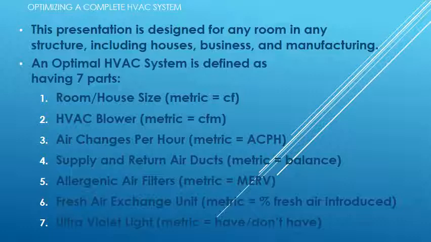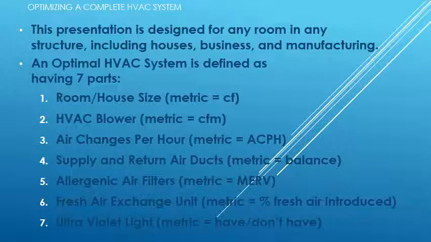An optimal HVAC system is defined as one, you have a room or a house size in cubic feet, CF. Two, you have an HVAC blower, which is CFM, cubic feet per minute, the speed at which the air comes out. Number 3 is air changes per hour, the number of times the air changes in a room in 1 hour. That's what you want to be concerned with, because you want to exchange the air in the room. Number 4 is supply and return air ducts. Every room in a house has supply air ducts that bring air in and return air ducts that take it out, and you have to make sure all those are working properly.